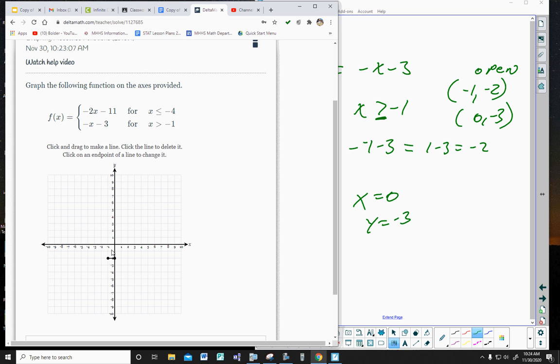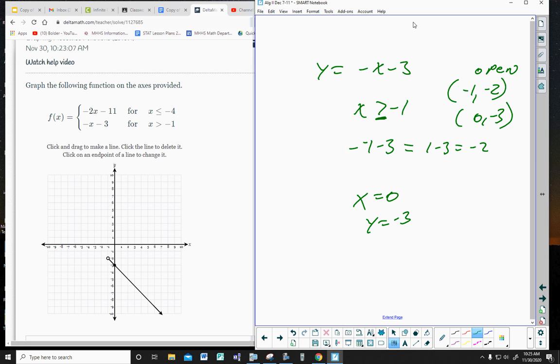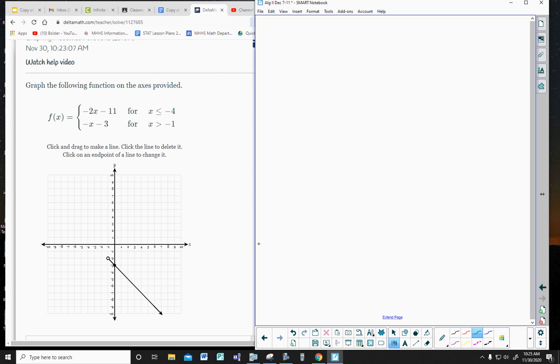Click, hold, and I have to go to 0, negative 3. That endpoint is open. This endpoint is an arrow. Okay? Let's come back over here. We've got the second one to work with. We've got y, or actually it was the first one.